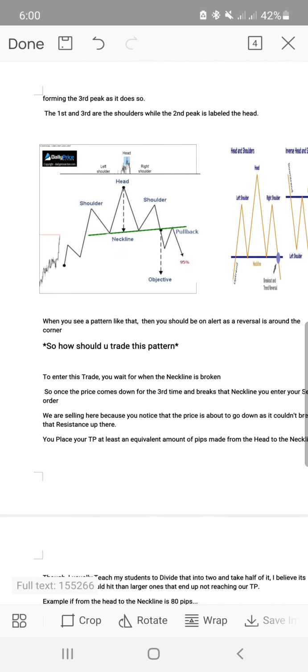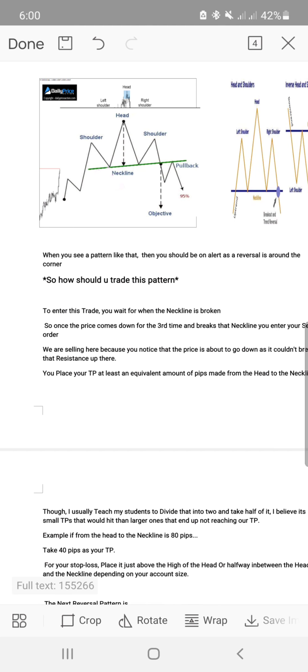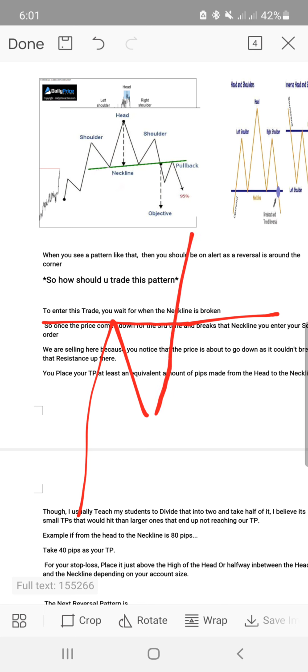No, I'm not drawing this right. Sorry. For bullish market price goes up, right? Then it comes down. This is the first resistance it couldn't break, right? Then it goes again and breaks this resistance, right? And encounters another resistance up.